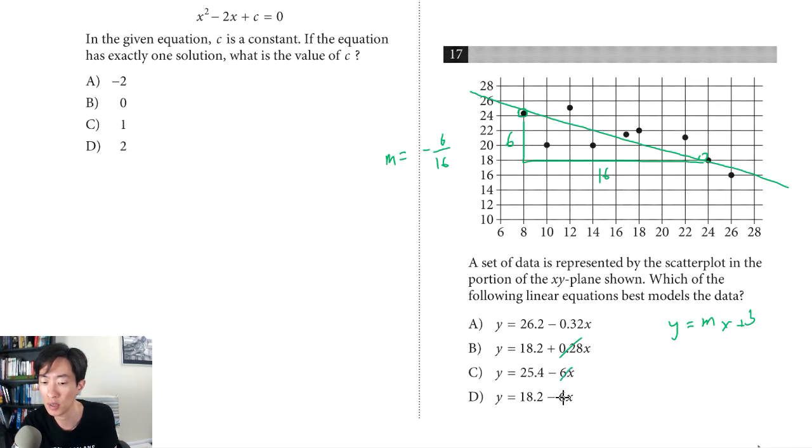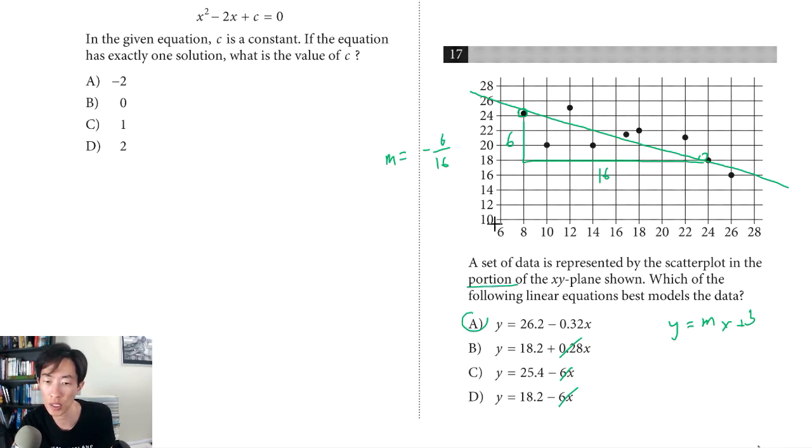So I'm going to eliminate C and D, and the answer is A. The other thing to notice about this equation is where is the y-intercept? One thing that the SAT often tricks you on is they don't give you the origin, and that's why they said a portion of the xy plane.